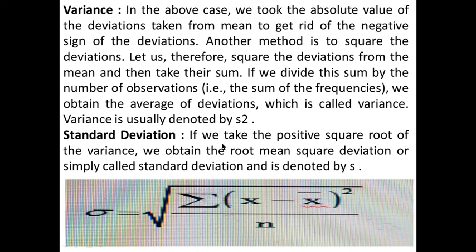Standard deviation. If we take the positive square root of the variance, we obtain the root mean square deviation, or simply called standard deviation, and it is denoted by S. This is the formula for calculation of standard deviation. Standard deviation is equal to the square root of the sum of (x minus x bar) squared divided by n, that means the number of observations.